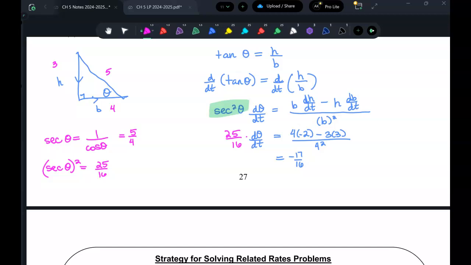So you don't need to plug anything into the calculator. Okay, and now I want to isolate d theta dt. So I'm going to multiply by 16 over 25. So negative 17 over 25, and these are in radians.